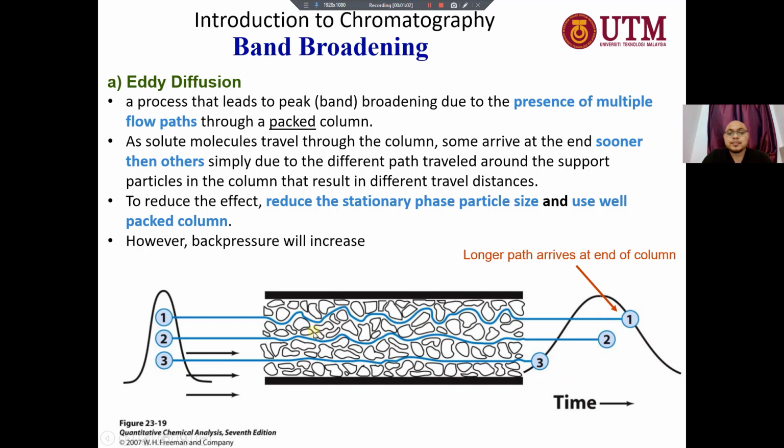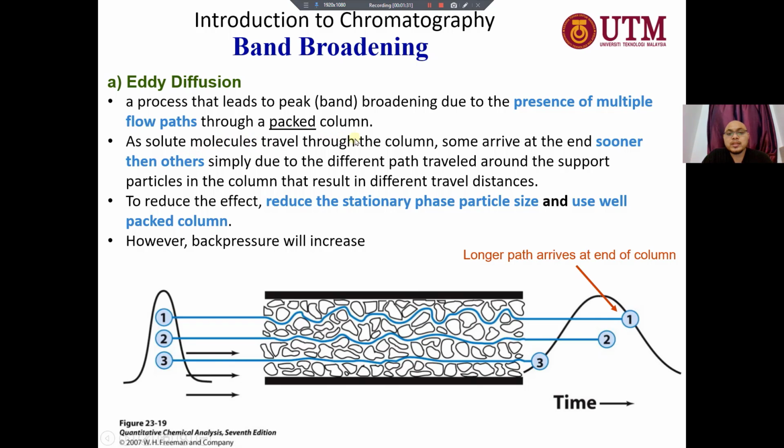The one that moves with the shorter path will arrive first. The second one is through a moderate path. The last molecule that passes through a longer path will cause the peak broadening effect.